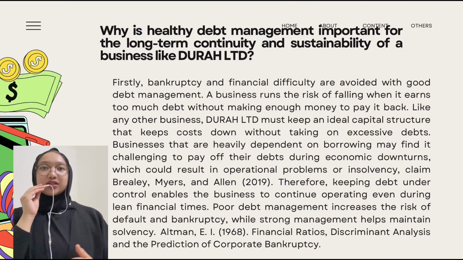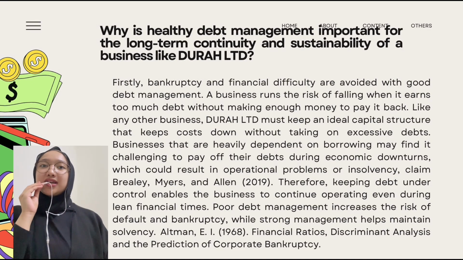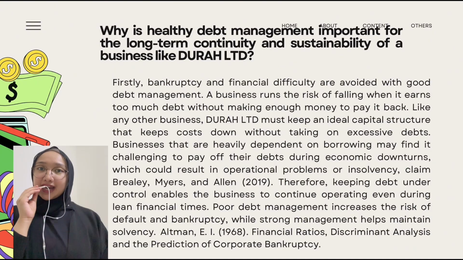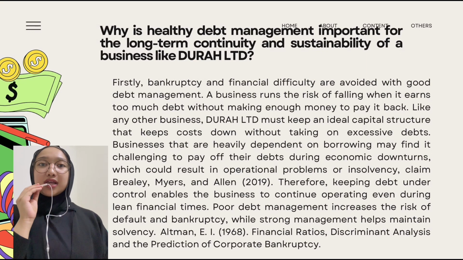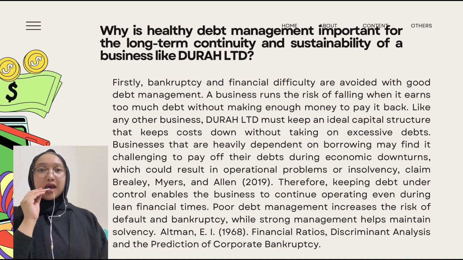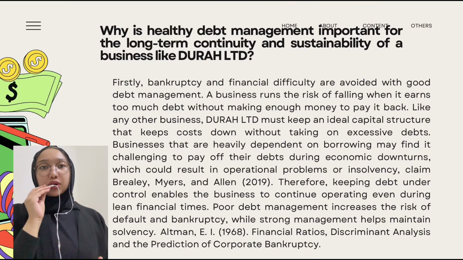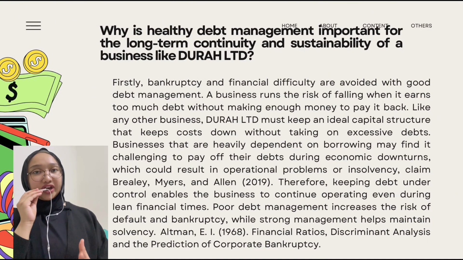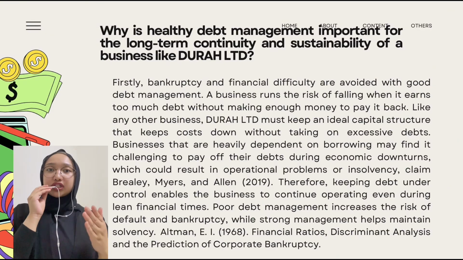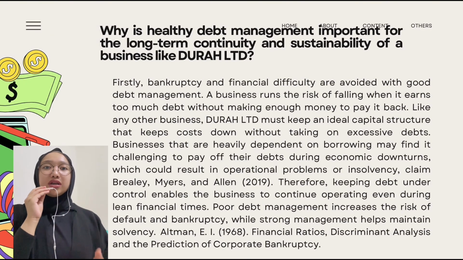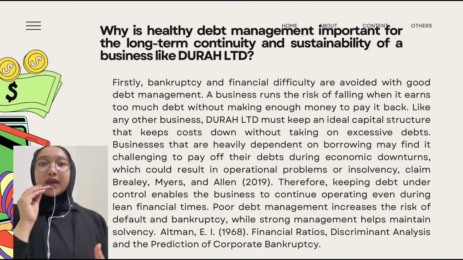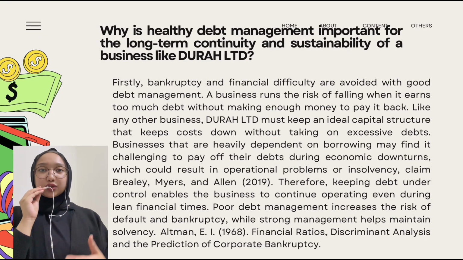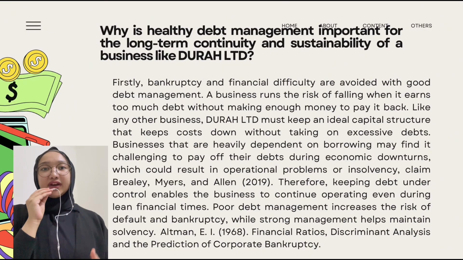A business runs the risk of failing when it takes on too much debt without making enough money to pay it back. Like any other business, Dura Ltd must keep an ideal capital structure that keeps costs down without taking on excessive debt. Businesses that heavily depend on borrowing may find it challenging to pay off their debt during an economic downturn, which could result in operational problems or insolvency, claim Brigham and Houston 2019. Therefore, keeping debt under control enables the business to continue operating even during lean financial times.